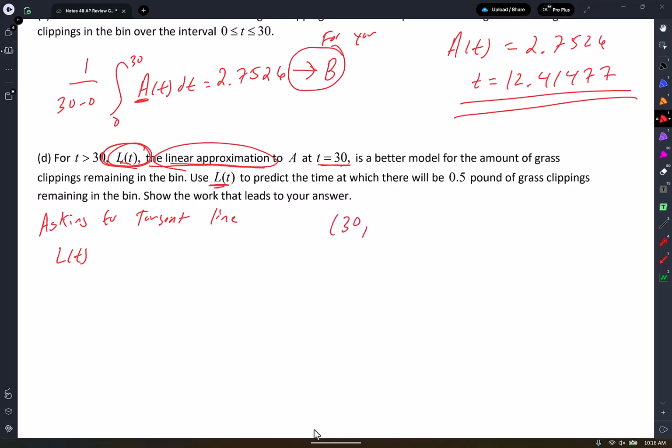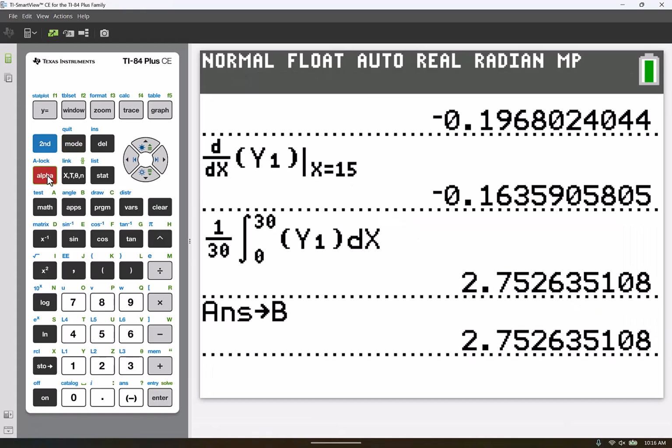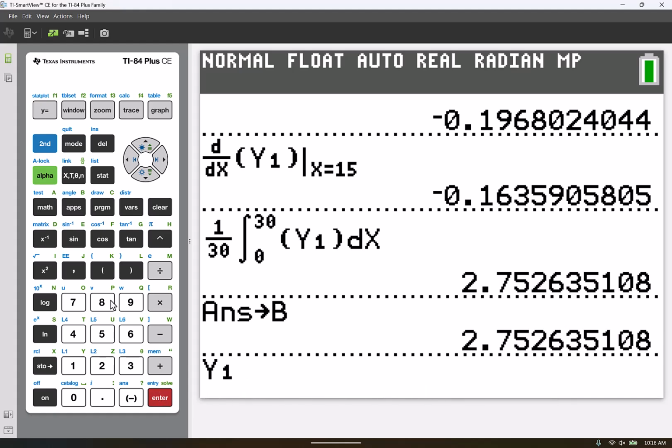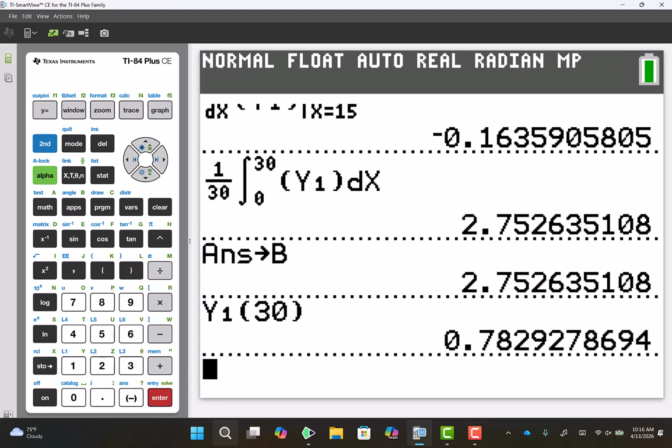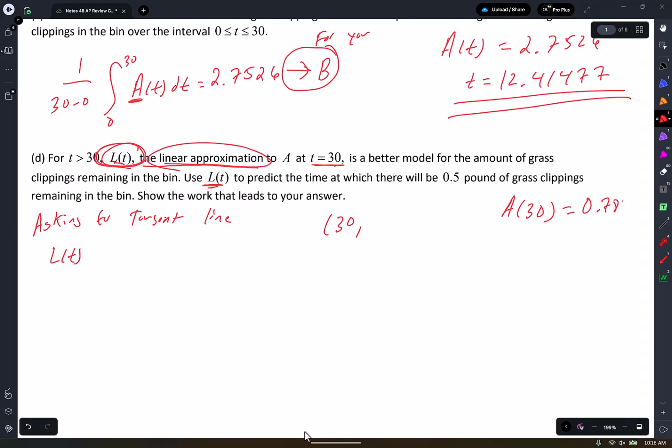30, comma. How do I find my y value? Plug it in into what? Into A. Yeah. Don't you already have A in your calculator? Just go alpha y equals, or y1, sorry, at 30. I guess you could also look at a table. There's my y value, 0.782927. I already forgot it. 782927. All right, there it is.